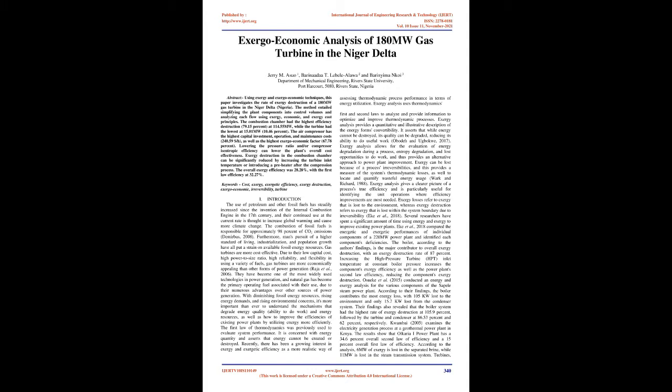Exergy destruction in the combustion chamber can be significantly reduced by increasing the turbine inlet temperature or introducing a preheater after the compression process. The overall Exergy efficiency was 28.28%, with the first law efficiency at 32.27%. Keywords: cost, Exergy, Exergetic efficiency, Exergy destruction, Exergo-Economic, irreversibility, turbine.